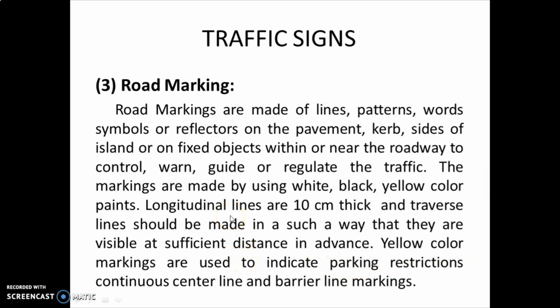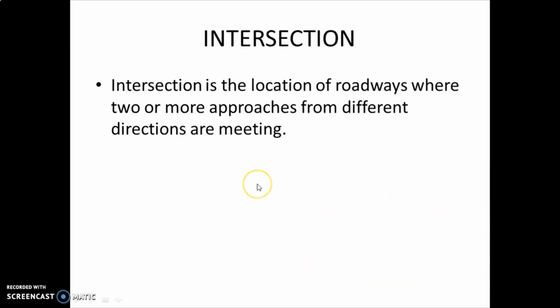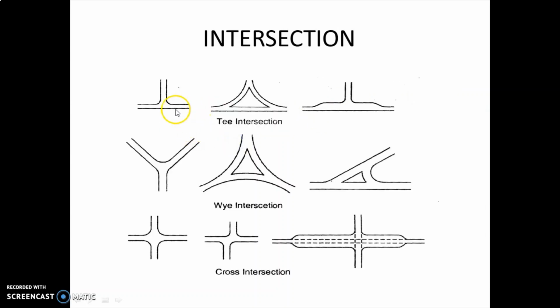Okay. Now the next subtopic is intersection. An intersection is the location of a roadway where two or more approaches from different directions are meeting. You can see these are the various intersections. This is called a T intersection. Then a Y intersection, this type of Y intersection, and a cross intersection. You can see we are crossing here. These all are called cross intersections.